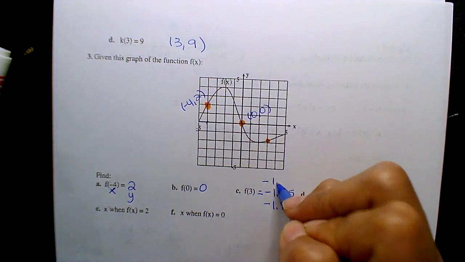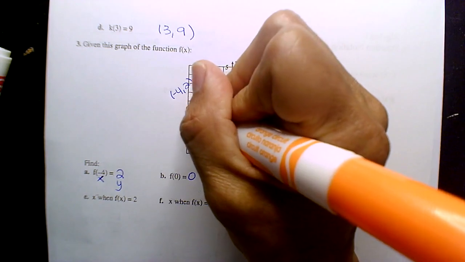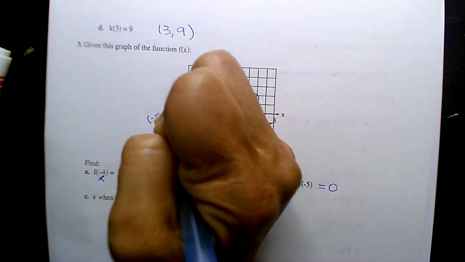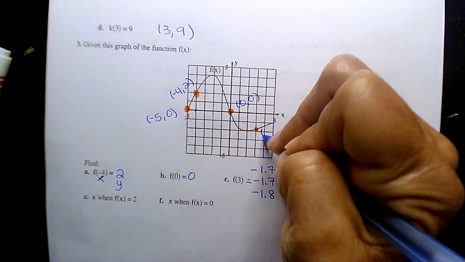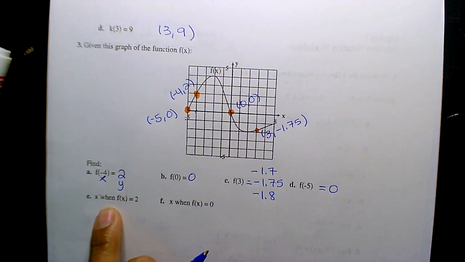Or negative 1.7. On your test and quiz, sometimes they'll have that, and it's just for you to give me a decimal. Make sure you know it's negative, not positive. There's a range that we give you. If you went under 1.5, like 1.4, I would mark it wrong. Okay, f of negative 5, 0. What did I say this was? 3, negative 1.